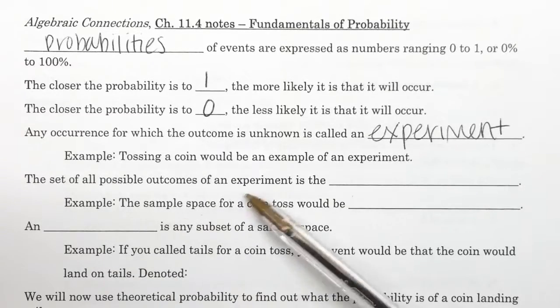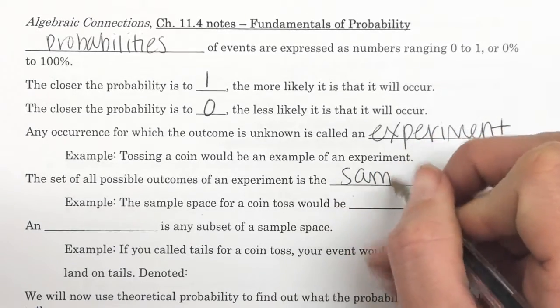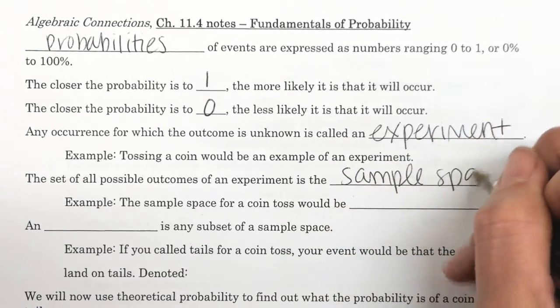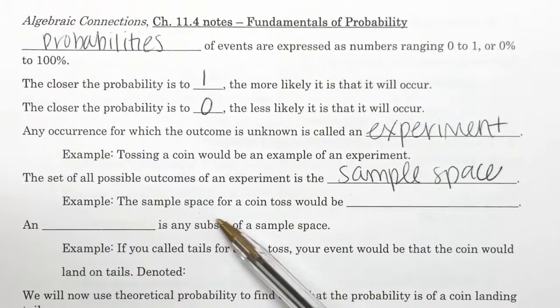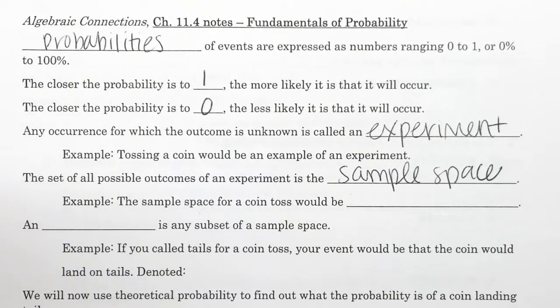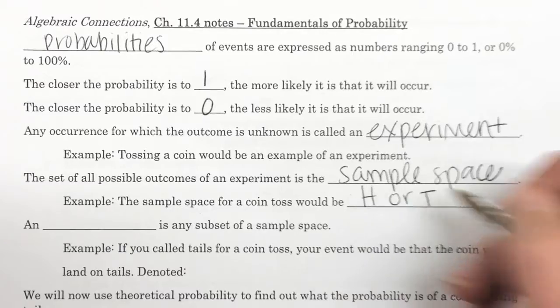Okay, the set of all possible outcomes in an experiment is called the sample space. So the sample space for tossing a coin would be what? What are we going to get when we toss a coin? Heads or tails. Good, that's the sample space. Heads or tails.